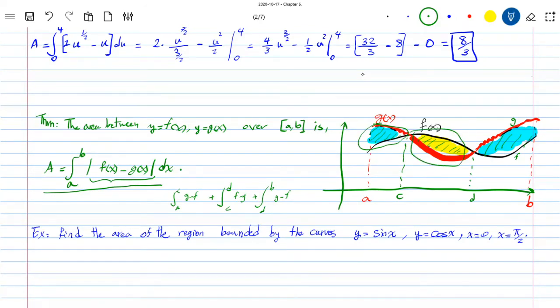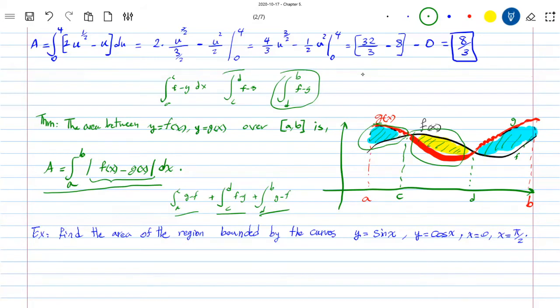It's basically breaking down the integral in this way. If you have more than two intersections, you have to break up the integral more and more. You can always do this, or you can always calculate f minus g in each section, from A to C, from C to D, and from D to B, of f minus g.